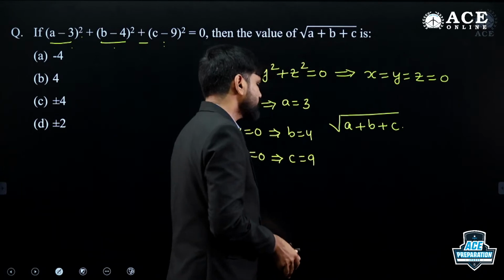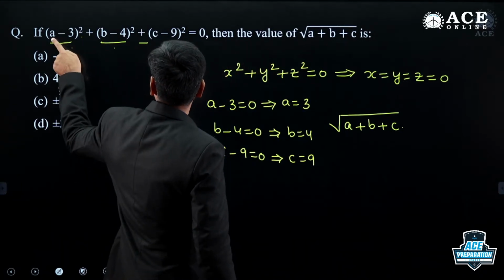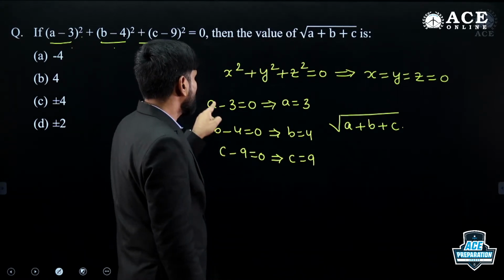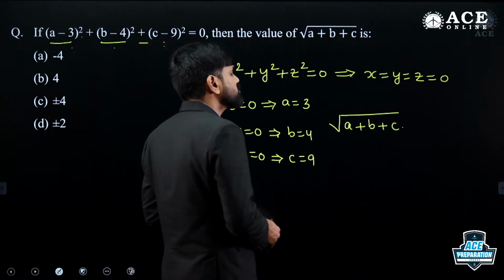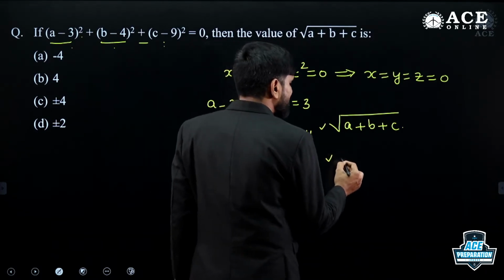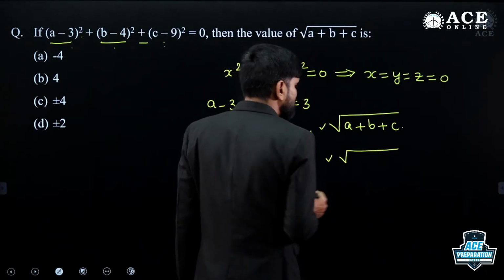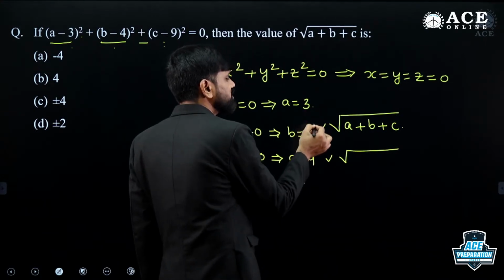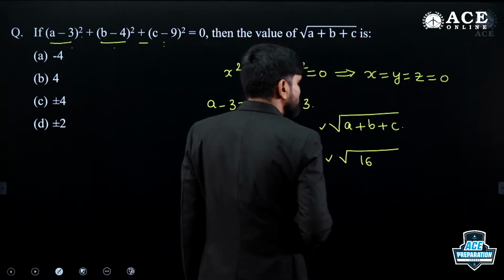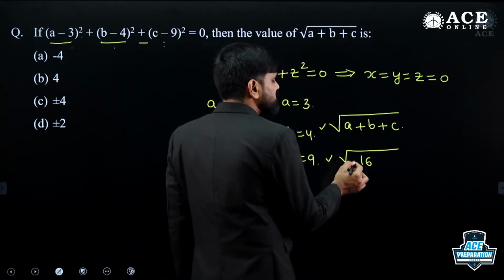So all a, b, c are positive numbers. The square root of a positive number will always be positive only. So this is adding up to the square root of a plus b plus c. Together it is adding up to how much? 3 plus 4, 7. 7 plus 9, 16. So it is the square root of 16.